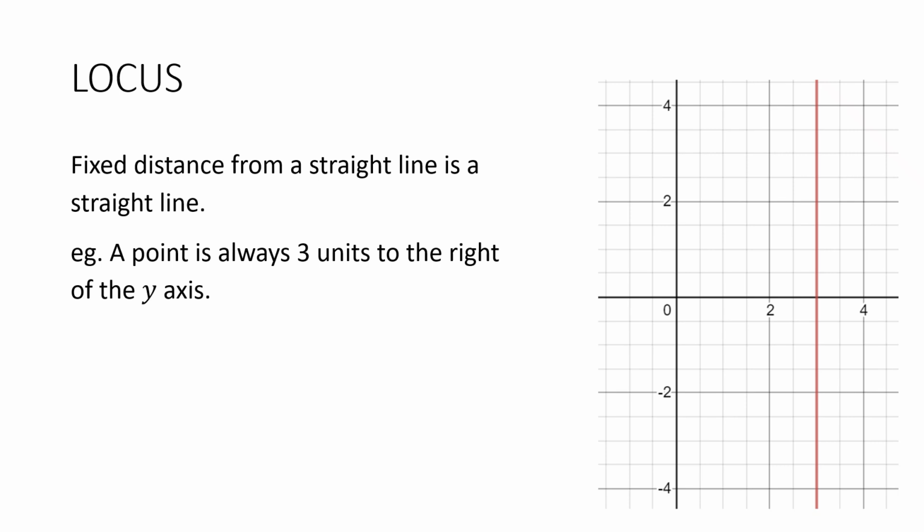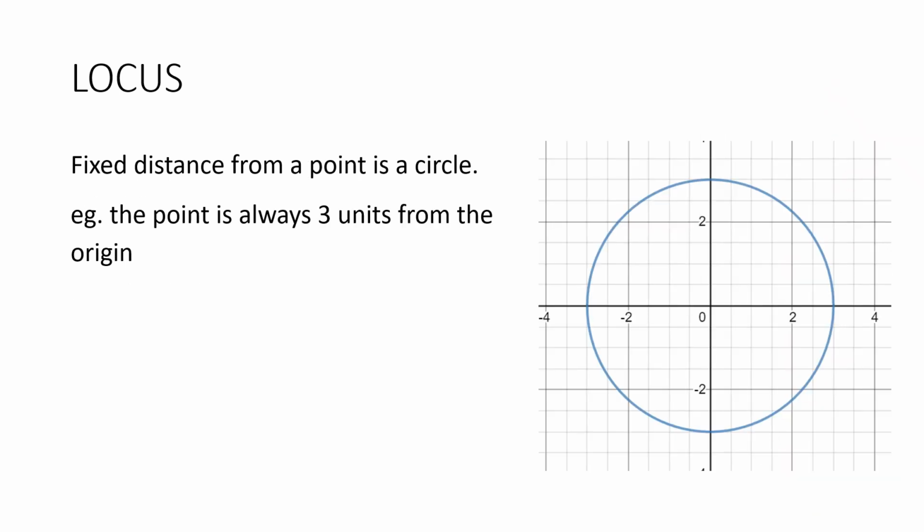A fixed distance from a straight line is going to be a straight line. So for example, if a point is always 3 units to the right of the y-axis, then it's going to be this vertical line here, x is equal to 3. A fixed distance from a point is going to be a circle. Here's an example. The point is always 3 units from the origin.